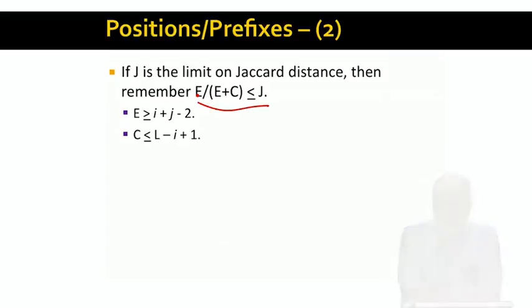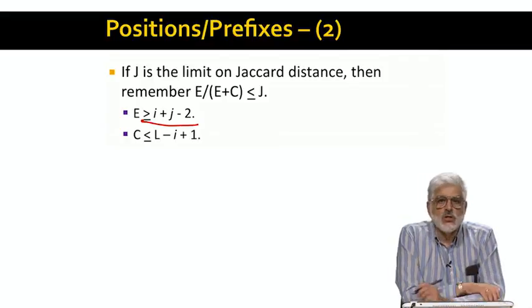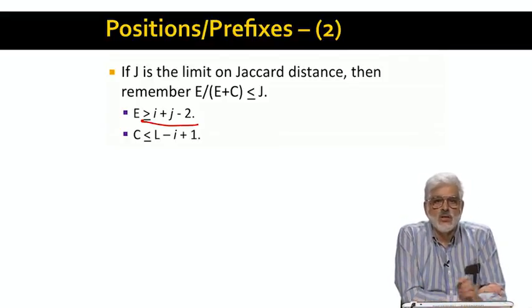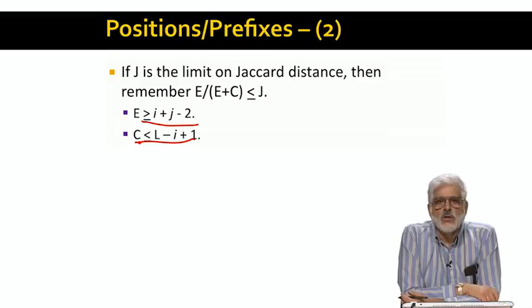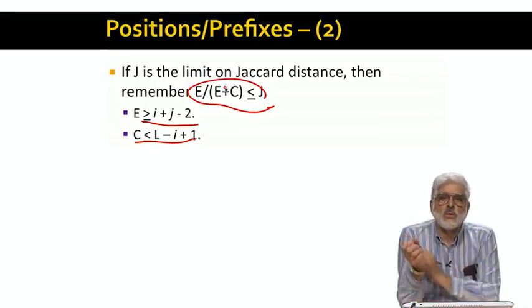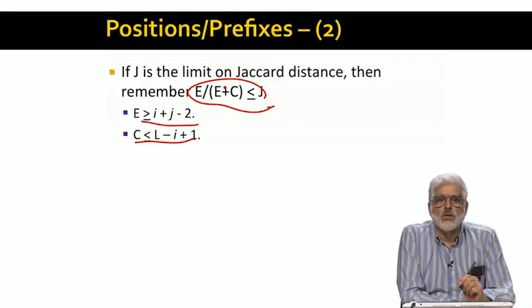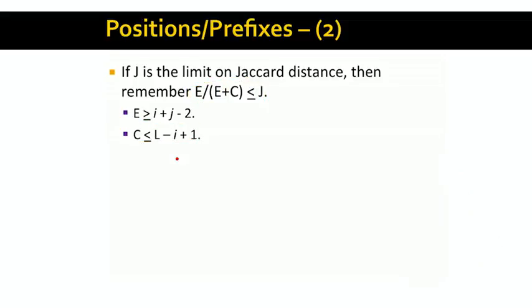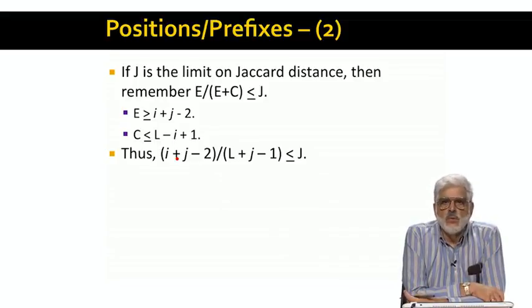large as possible. If we let E be as low as possible, that is, I plus J minus 2, and we let C be as large as possible, L minus I plus 1, then we can treat these inequalities as equalities, substitute I plus J minus 2 for E in the inequality E over E plus C is equal to or less than J, and substitute C equals L minus I plus 1 in the same inequality, and we get this messy formula. Trust me, that's what you get. You can work it out yourself.